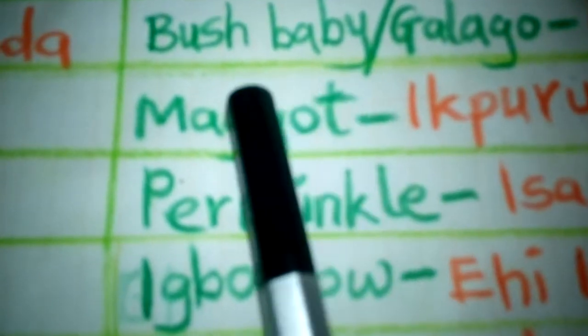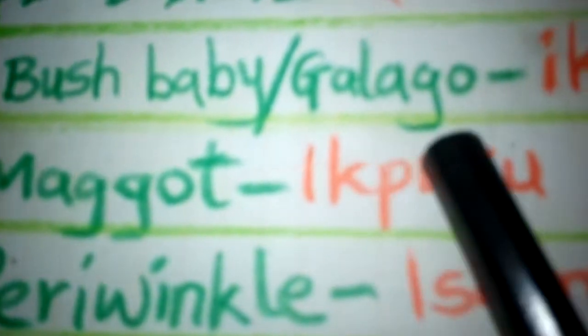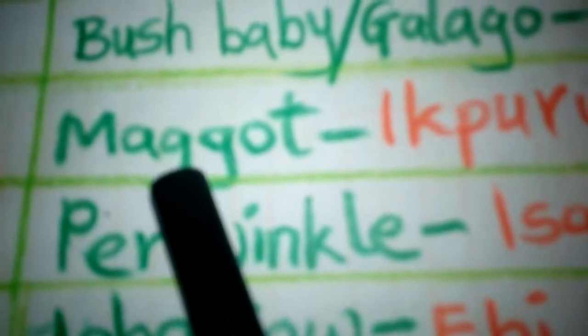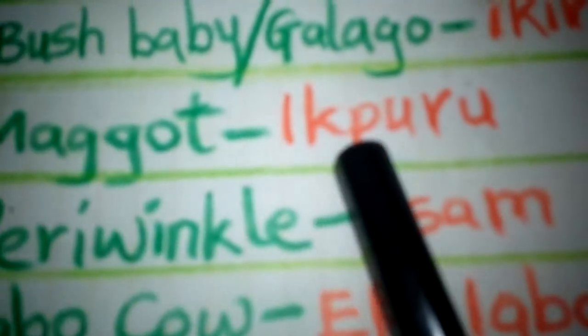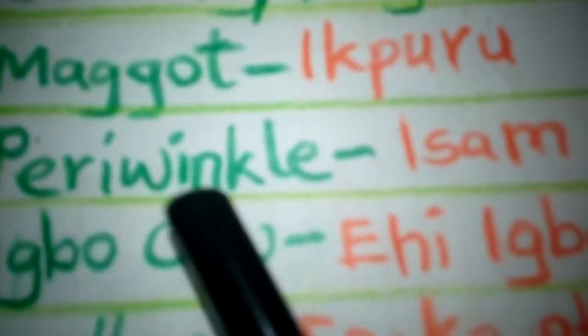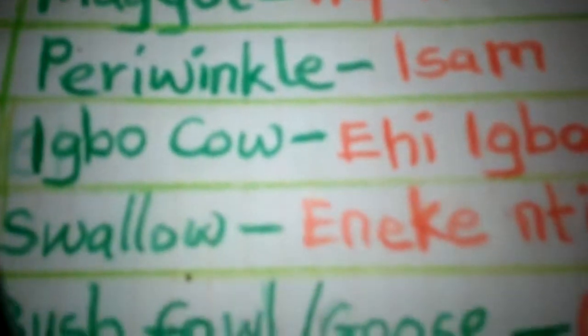Bush baby, Galago. You can say bush baby or you say galago. Ikiri. Maggot, Iburu. Periwinkle, Isam. Isam for cooking.